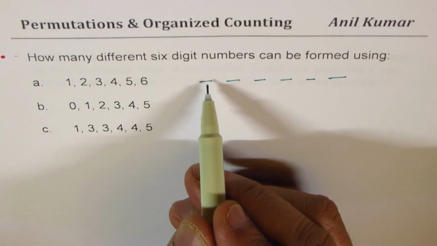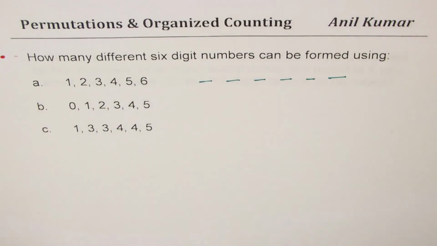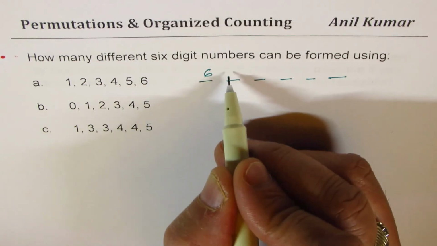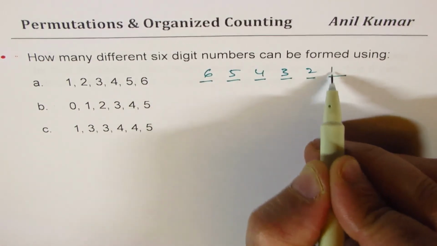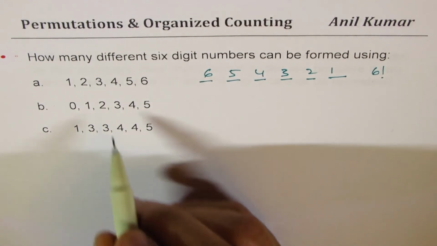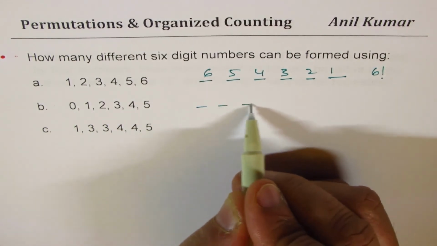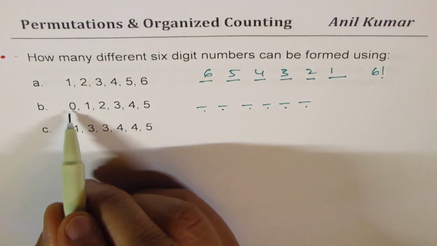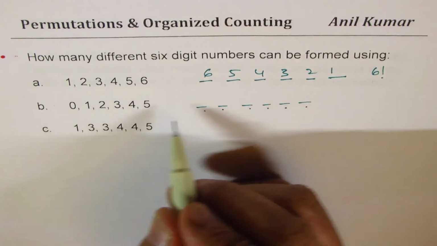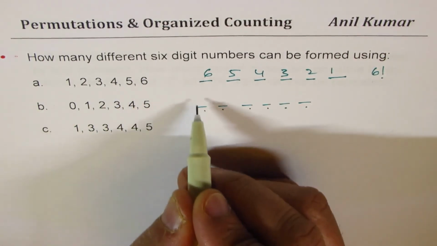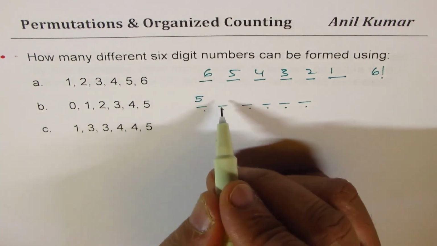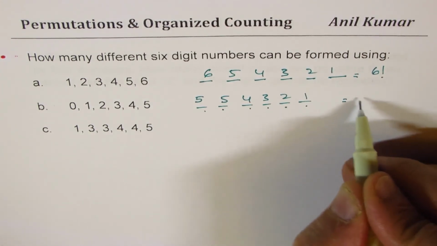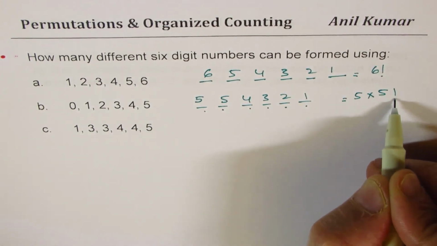So out of 6, we could select any in the beginning. So the combinations which we'll get will be, for the first position, we could select any of 6. And then we have 6, 5, 4, 3, 2, 1. 6 factorial is our answer. Now in the second case, when we are talking about making a 6-digit number from 0, 1, 2, 3, 4, 5, we cannot begin with 0. So we have to begin with any of the other 5 digits. But once we use one of these, we are left with 5. So we get 5, 4, 3, 2, 1. So the answer for this is 5 times 5 factorial.